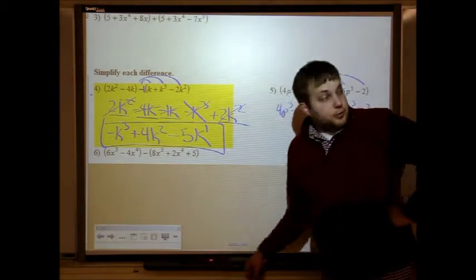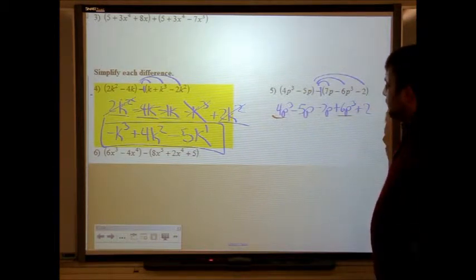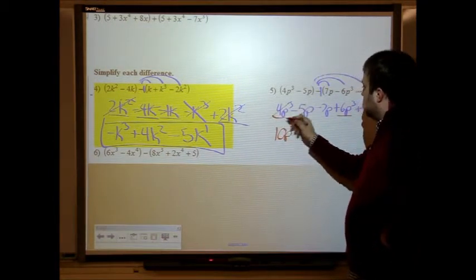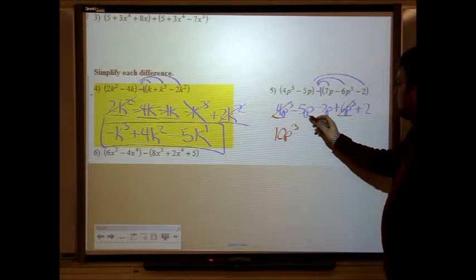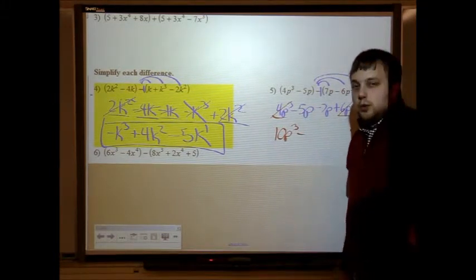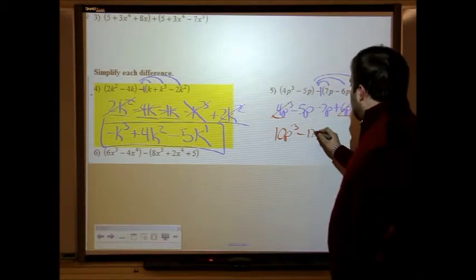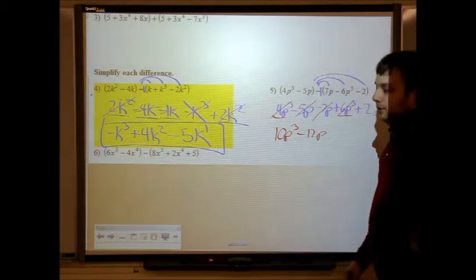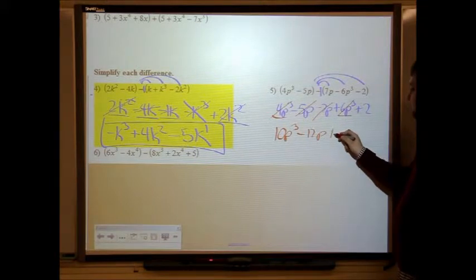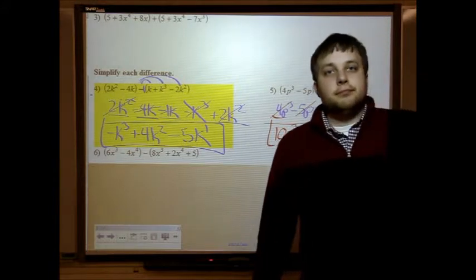So let's find some like terms. Highest degree, to the third power. So 4 and 6 gives me 10p cubed. -5 and -7 gives me not -2, -12p. You guys got to work on those integers. And then I just have the 2 at the end. All different terms. And that's how it's done.